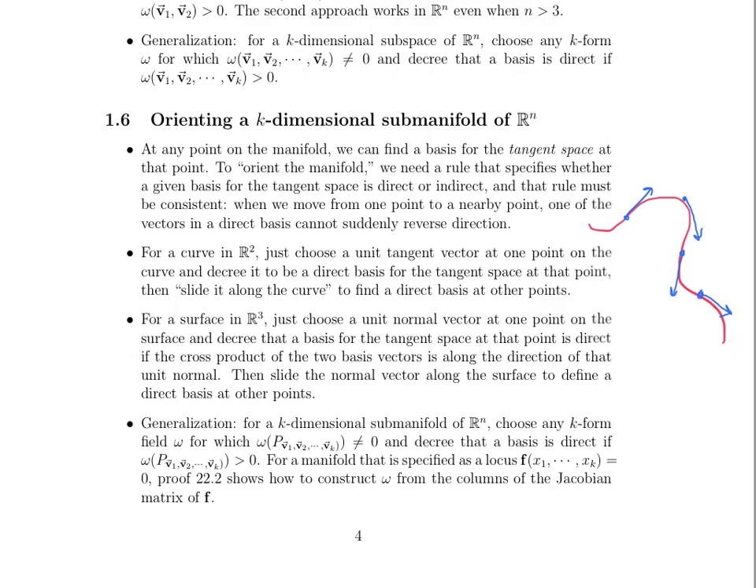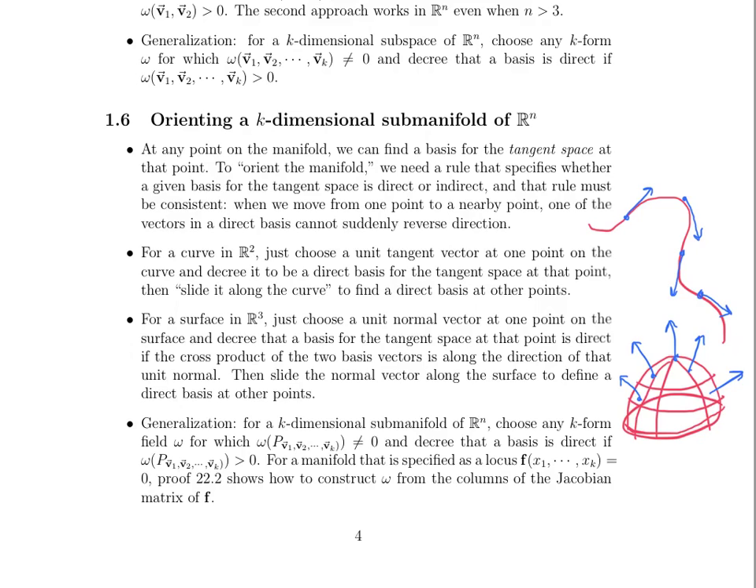Similarly, for a surface in R3, just choose a unit normal vector at one point on the surface and say that a basis for the tangent space at that point is direct if the cross product of those two basis vectors is going to point in the direction of that normal vector. And then slide that normal vector along the surface to define a direct basis at other points. Like so.